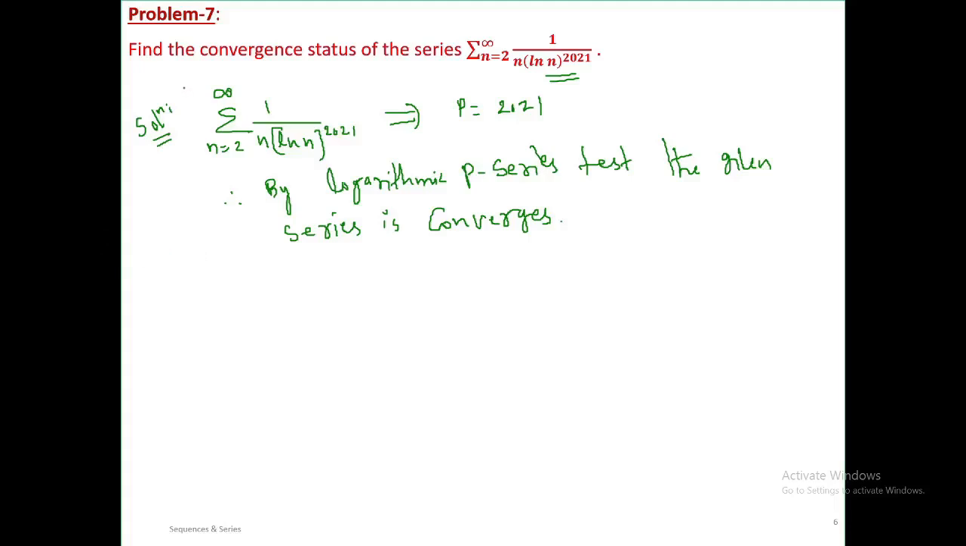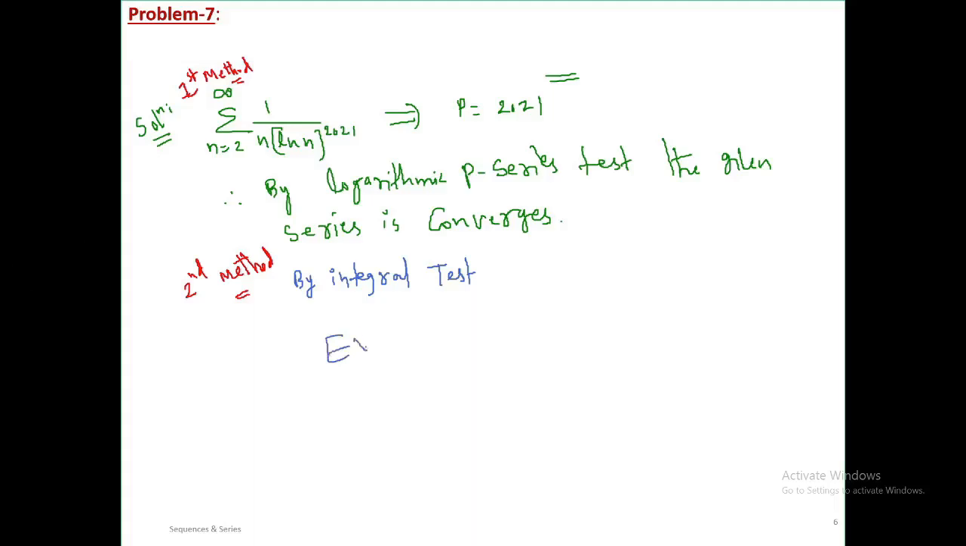So this is the first method. Next, this is the second method. In the second method, don't apply the logarithmic p-series test, you apply the integral test. Try once. By the integral test, you verify that all three conditions are satisfied, and later you take ln n equal to u. Then you will get it easily. Try once, and take it as an exercise.